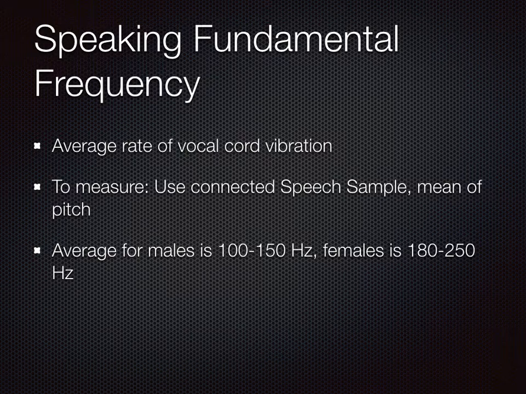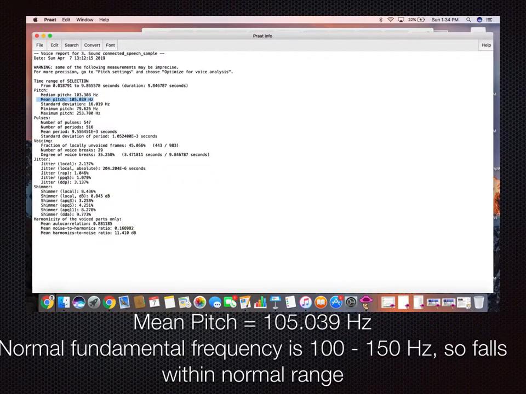The second parameter we're looking at is speaking fundamental frequency. This is defined as the average rate of vocal cord vibration. To measure this, we used the connected speech sample, and then we looked at the mean of pitch. In males, the frequency is anywhere between 100 and 150 hertz, and in females, 180 to 250 hertz. Specifically for this speech sample, the mean pitch was 105 hertz. This falls within the normal fundamental frequency for a male, so this parameter was of normal voice quality.